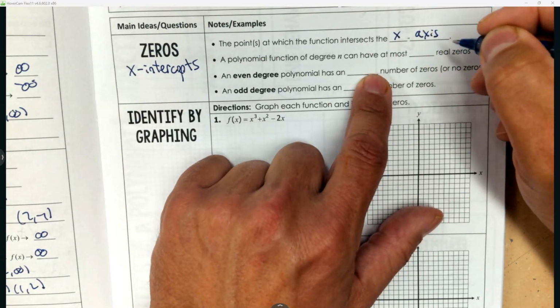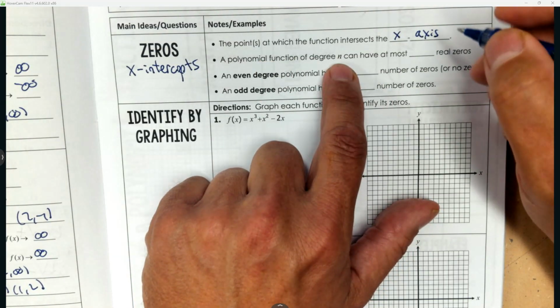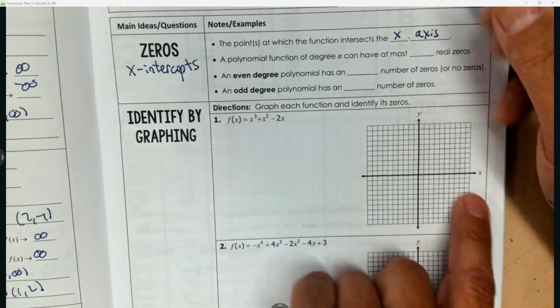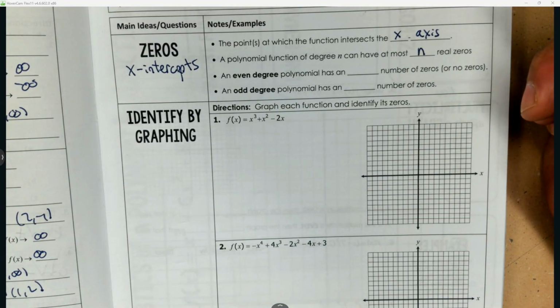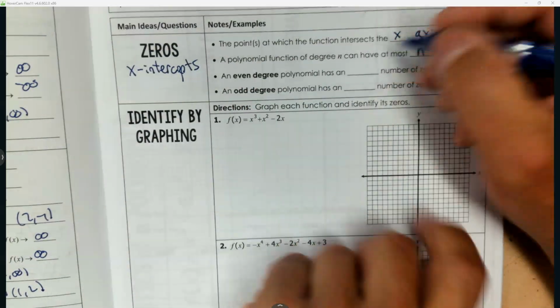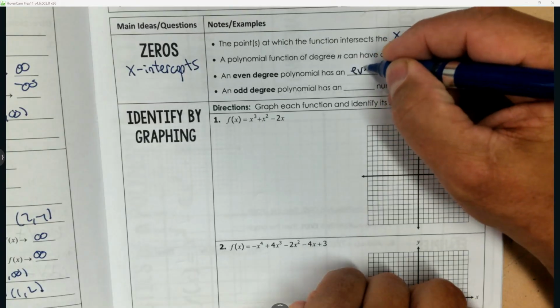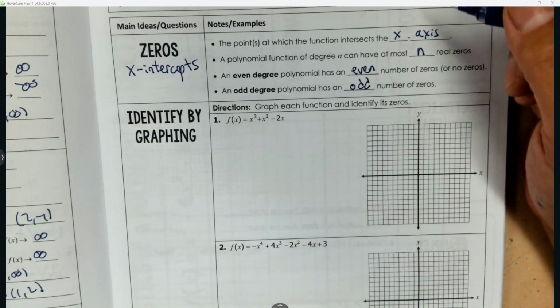So where it's touching the x-axis, a polynomial of degree n can have at most that many real zeros. So the degree tells you how many zeros they could have. An even degree polynomial has an even or no zeros. An odd one has an odd number of zeros.